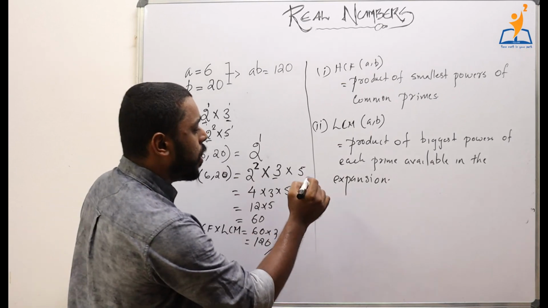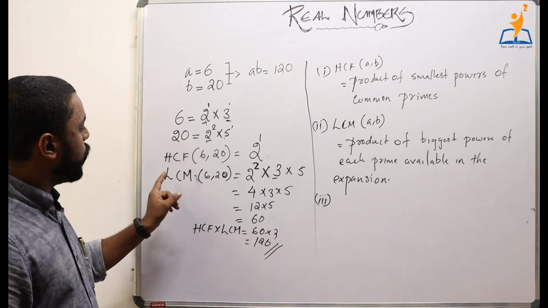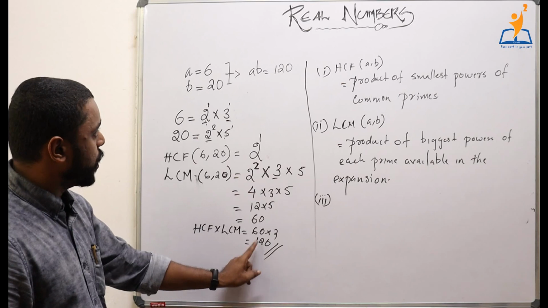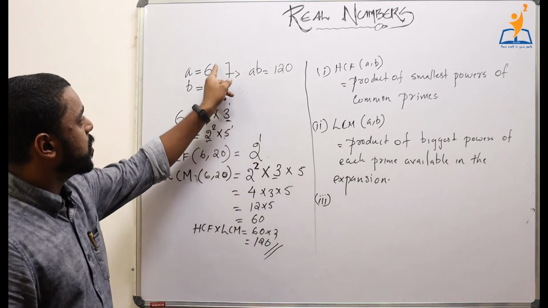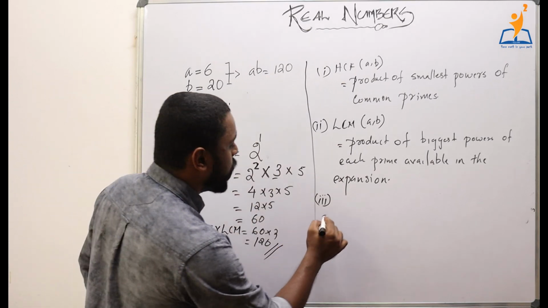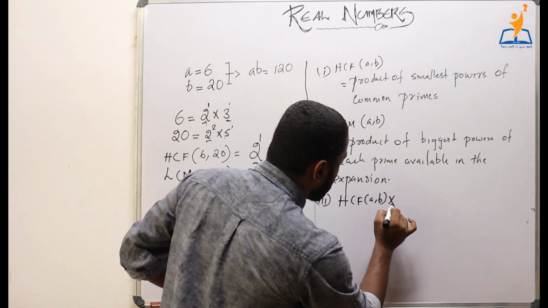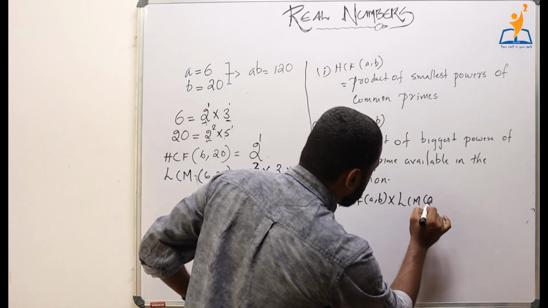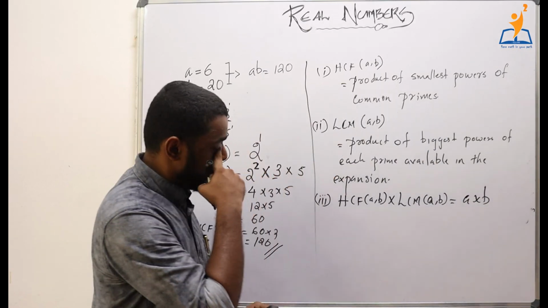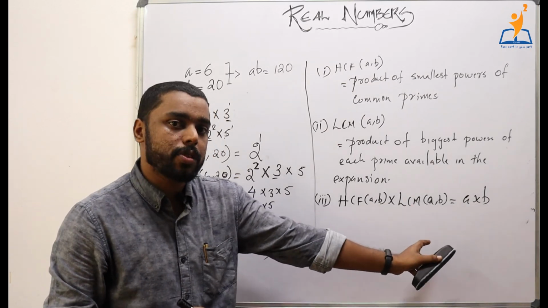Clear? Now the third result is, whenever we are given the HCF and LCM, the product of HCF and LCM is equal to 120. In the example, the product of the two numbers is also 120. So we can generalize this result as: HCF of two numbers A and B into LCM of two numbers A and B is equal to the product of the two numbers. It's an important result. Note that for exams it is a very useful result to find HCF or LCM.